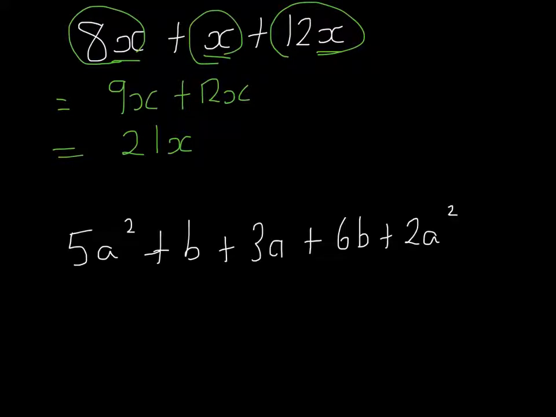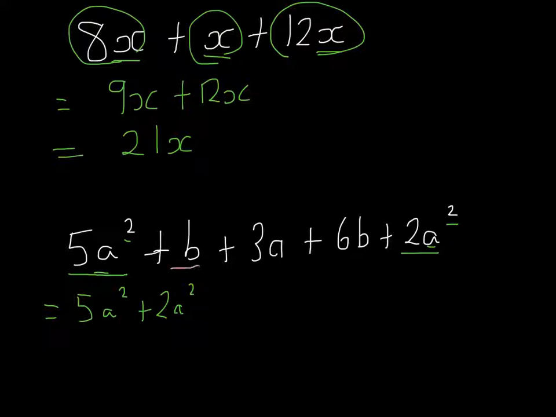Now looking at this second problem, let's try and get like terms together first. 5a squared. So let's see if there's any a squareds there that we can have together. There's a 2a squared. Those terms are like. Let's get them together first. So I'm not actually adding them yet. I'm just putting them next to each other to rearrange the equation.